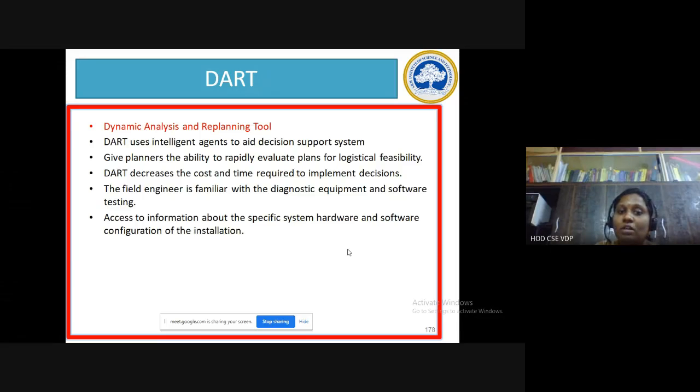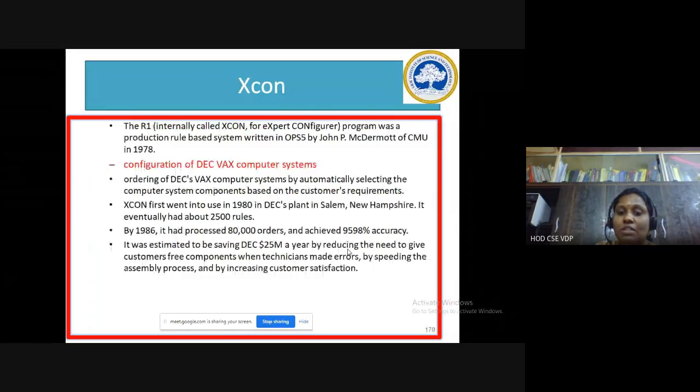Then moving on to the next, you don't have an architecture and all, this is just what is DART and where is it used. Similarly, what is XCON and where is it used? That is going to be the small information that was given in your book. So what is XCON? It's expert configurer. So here, actually, it was used initially by the DEC VAX computer system.